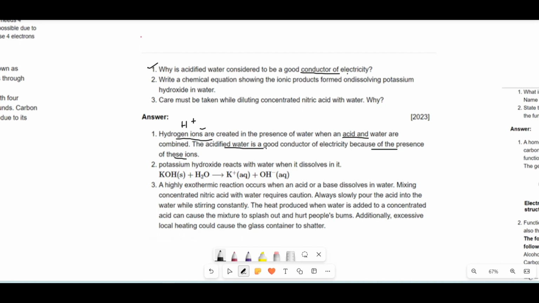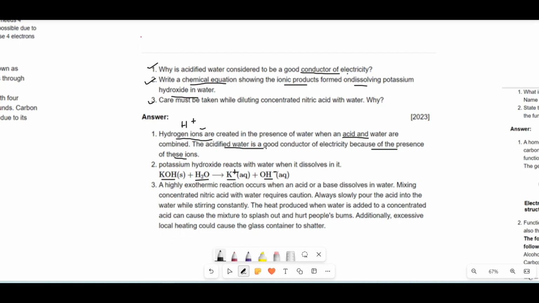Then, the next question: write a chemical equation showing the ionic products formed on dissolving potassium hydroxide in water. So the potassium hydroxide formula is KOH. When it dissolves in water, KOH plus H2O, the products are K plus potassium ions and OH minus ions. Potassium forms a cation and hydroxyl ion is a negative ion. So a cation and an anion are formed when potassium hydroxide dissolves in water.